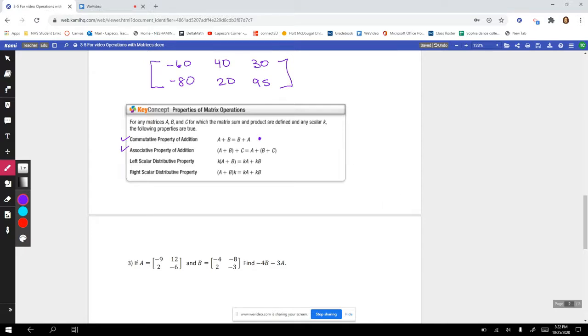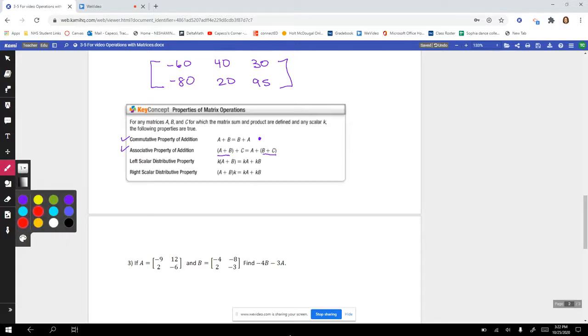The associative property: if I have 3 or more matrices and I'm adding them, it doesn't matter which one I group together. I can do A and B first, or I can do B and C first. It doesn't matter. The order is not going to make a difference.